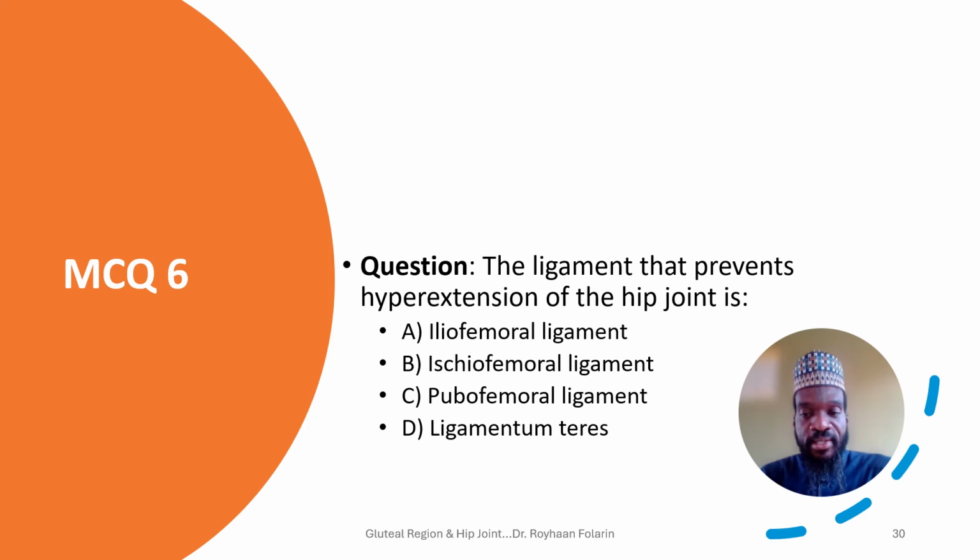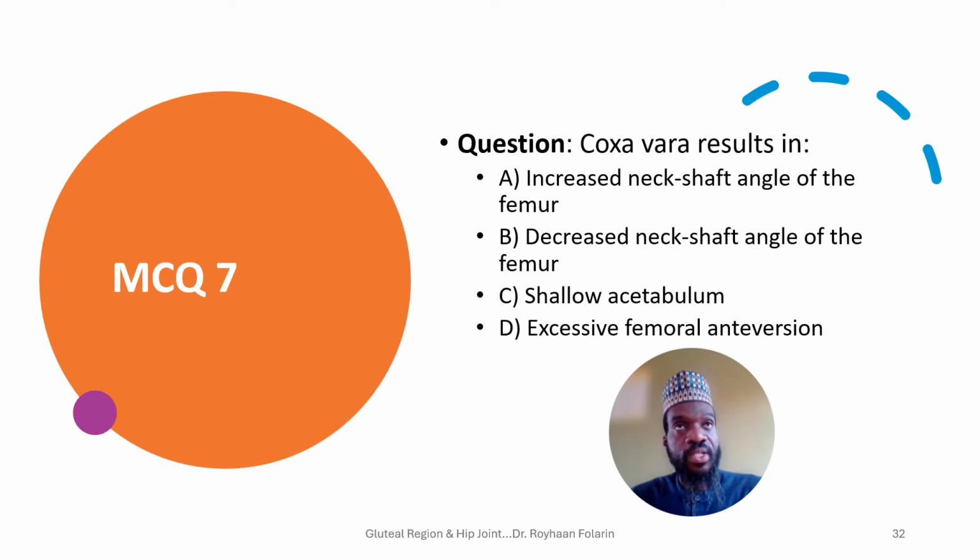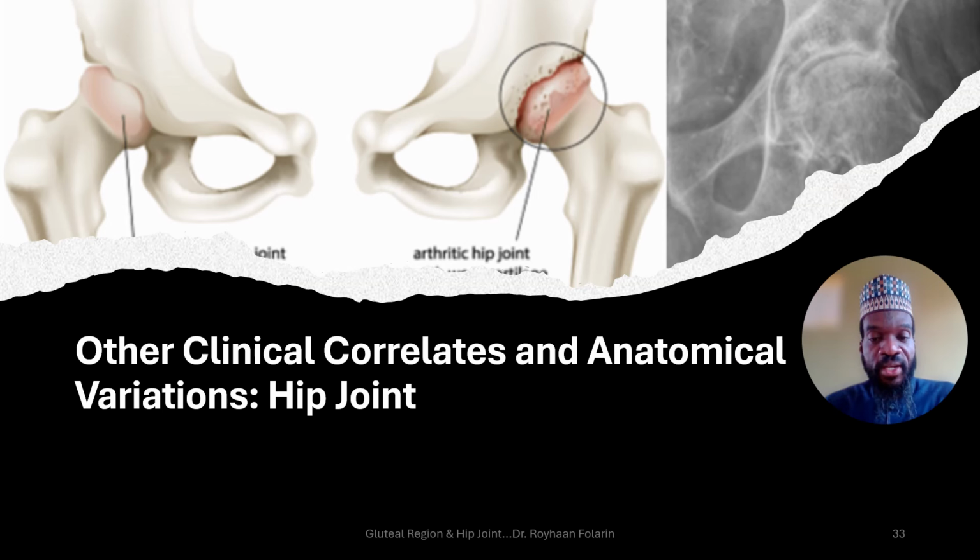So let's test your understanding so far. The ligament that prevents hyperextension of the hip joint is which of these four that have been listed? Iliofemoral, ilioischiofemoral, pubofemoral, or ligamentum teres. And what is coxa vara? Is it an increased neck shaft angle of the femur, or a decrease, or a shallow acetabulum, or anteversion? Let me know what you believe the right answer is.